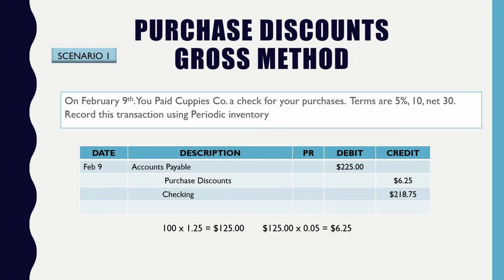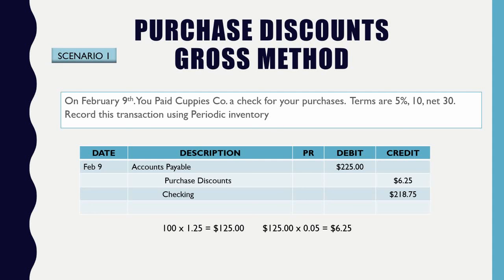However, we're going to take a 5% discount off the entire purchase price. So when we send out the check, we write it for 5% less than the total amount. Okay? And we're going to be introducing a new account called purchase discounts. Purchase discounts is a contra account.